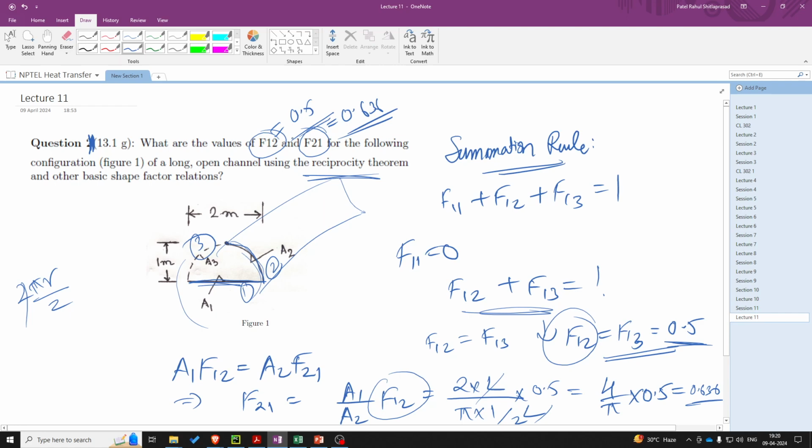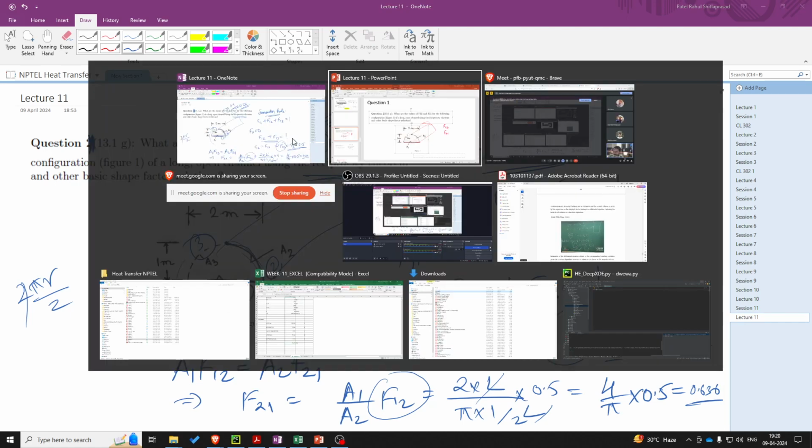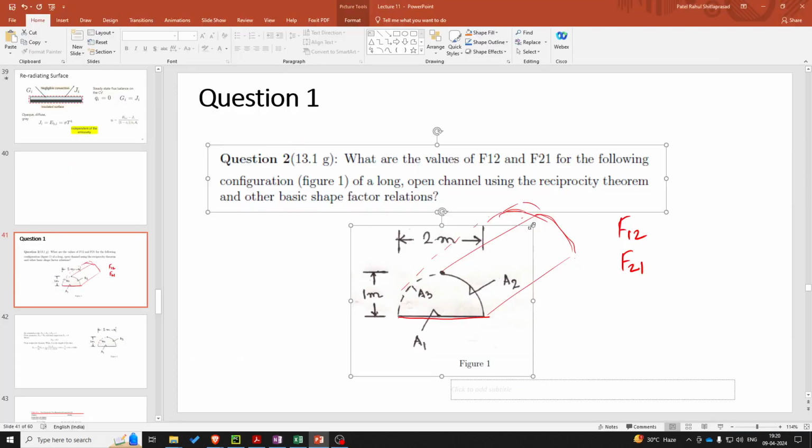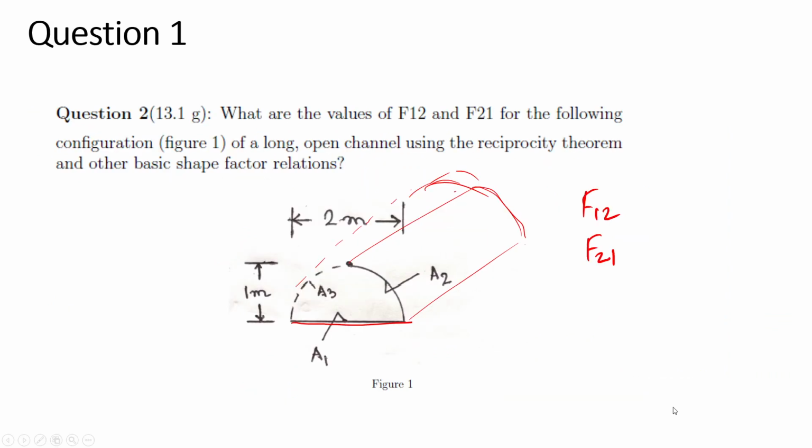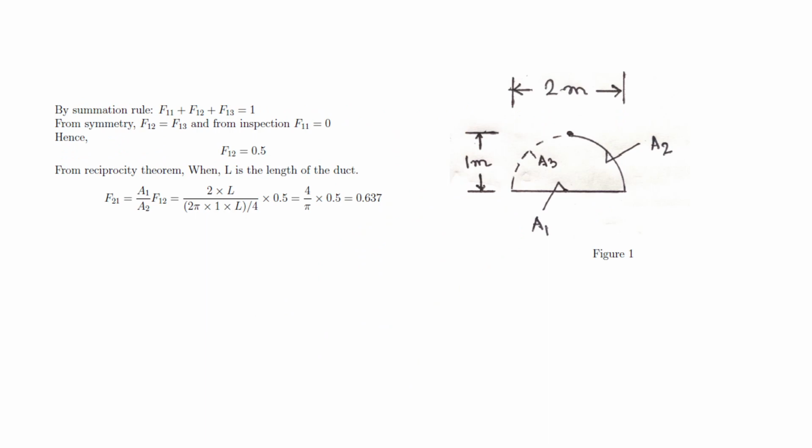So for this simple geometry, we can just use both the reciprocity theorem as well as the summation rule in order to find the view factor. So this is the sample solution.